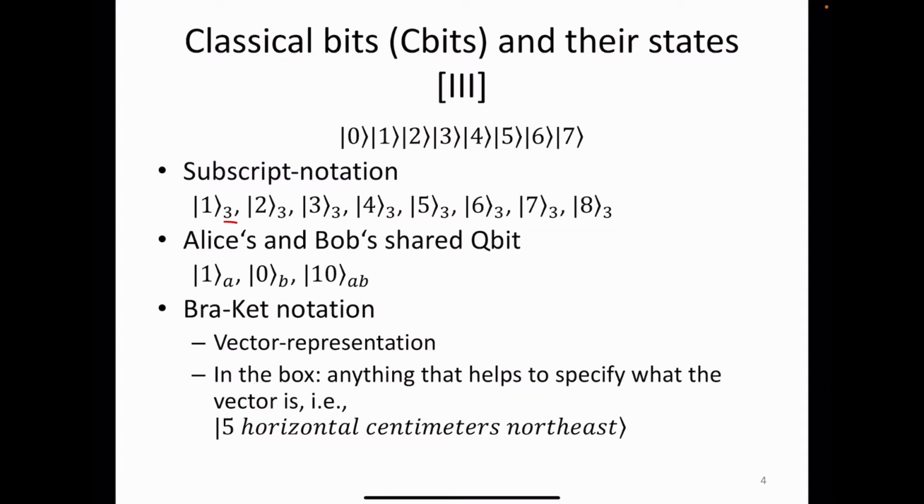Very often we also talk about shared bits, which is specifically important when we later talk about entanglement in terms of quantum bits. Very often we talk about Alice and Bob's shared bit, which you can denote with subscripts again. Here this refers to the first bit belonging to Alice and the second bit belonging to Bob. And as I said, this will become really interesting when we talk about entanglement.